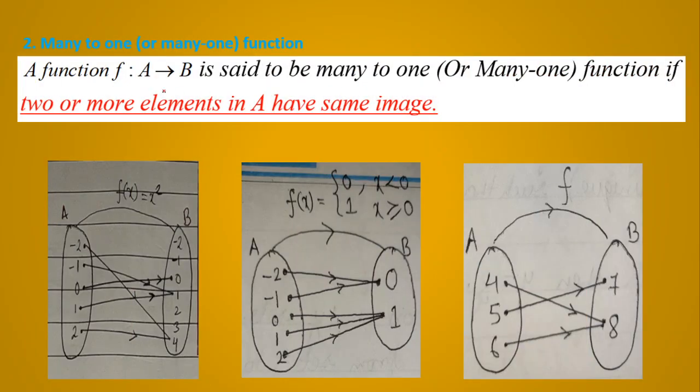Many to one. If we have a function f from A to B, then it is said to be many to one if two or more than two elements have same image. So here in each example you see that two or more than two elements are associated to a single element of set B. Like here -2 and 2 both have same image 4. Here 0, 1, 2 have same image. Here 4 and 6 they have same image. So this is called many to one.